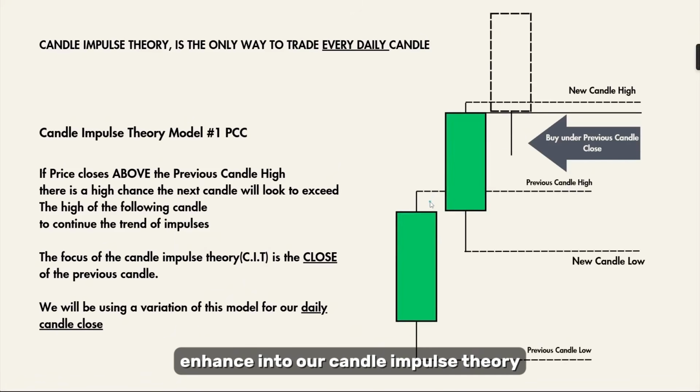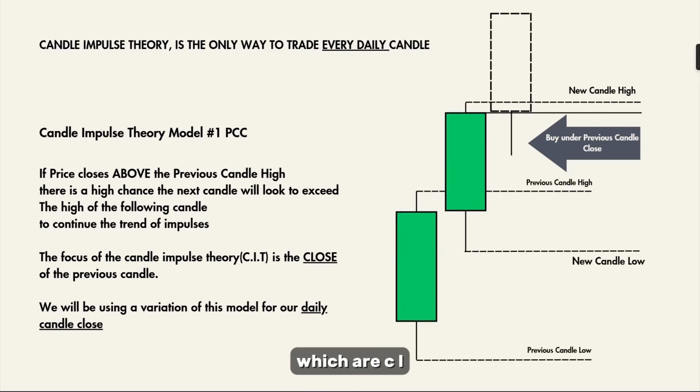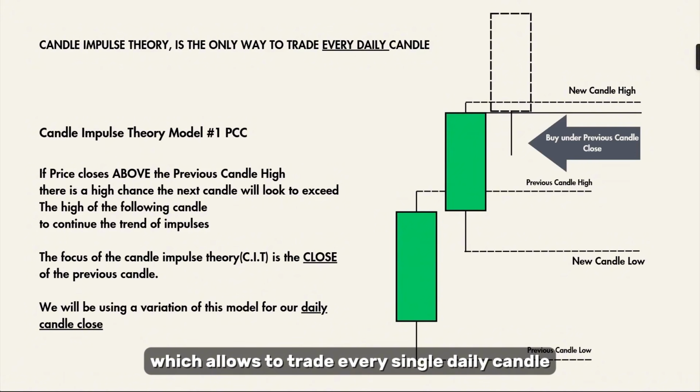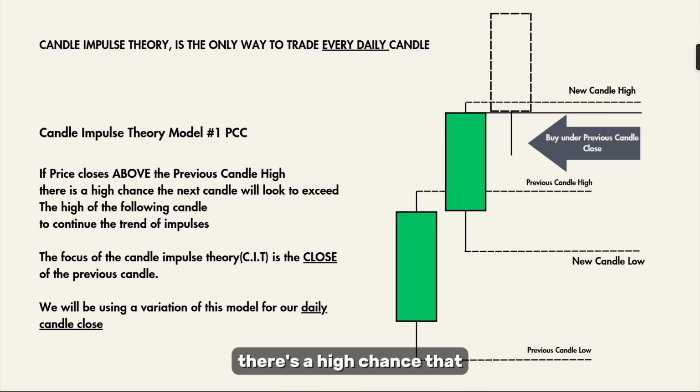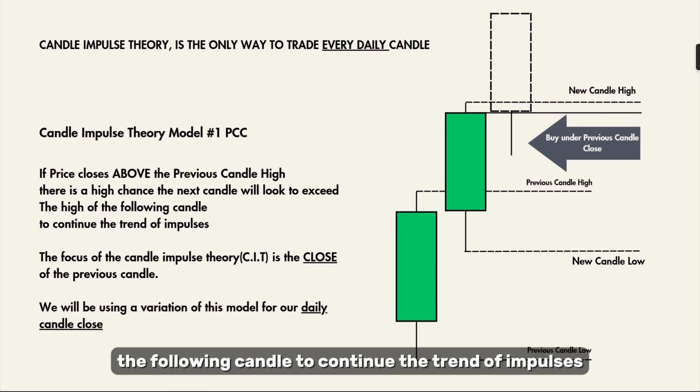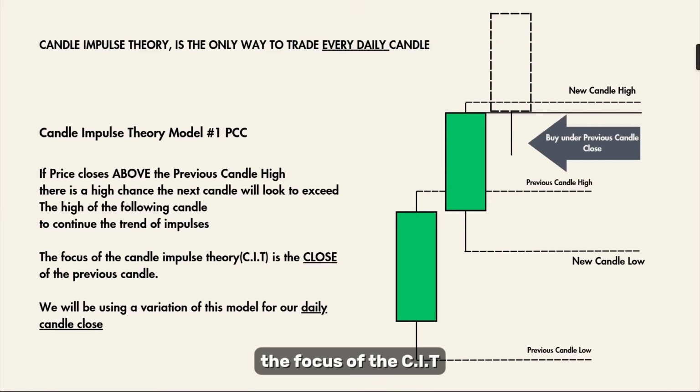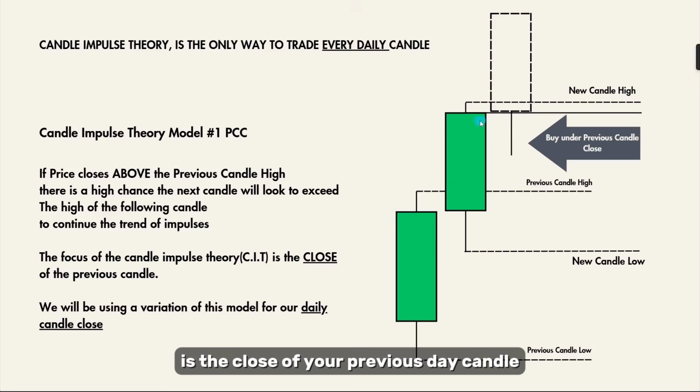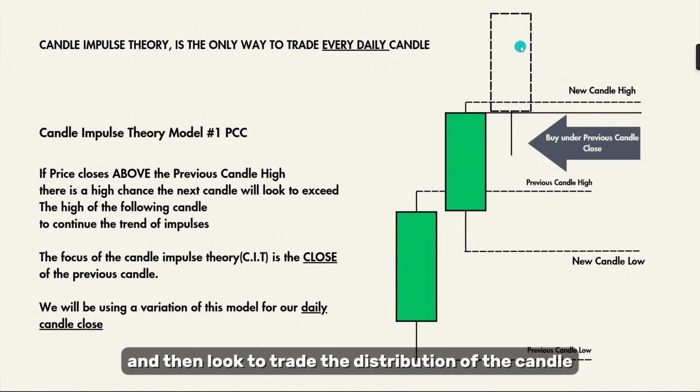Now let's go into our candle impulse theory, which is our CIT. It is the only way which allows you to trade every single daily candle. If price closes above the previous candle high, there's a high chance that the next candle will look to exceed the following candle to continue the trend of impulses. The focus of the CIT is the close of your previous day candle, such as this example right here. Then you'll look to buy below this area and then look to trade the distribution of that candle. This is the variation of our daily candle close model.